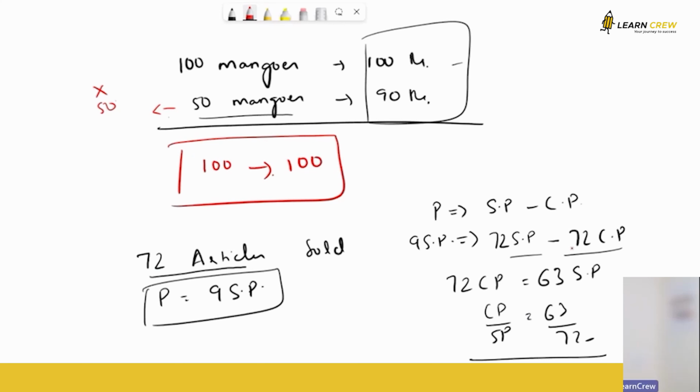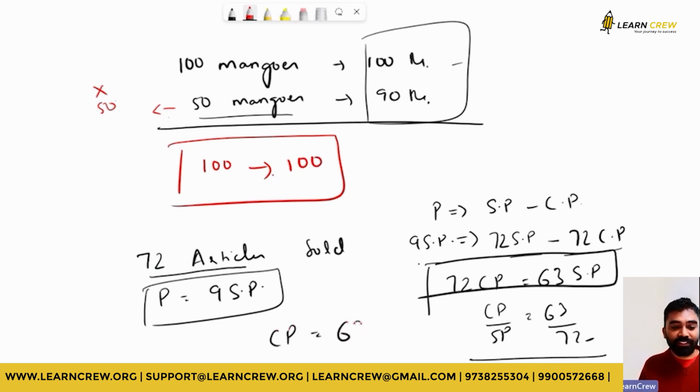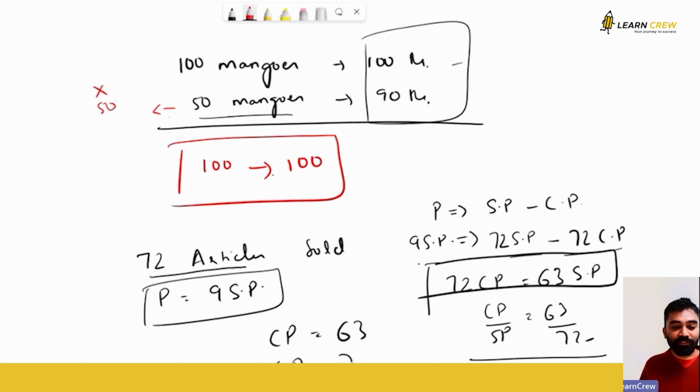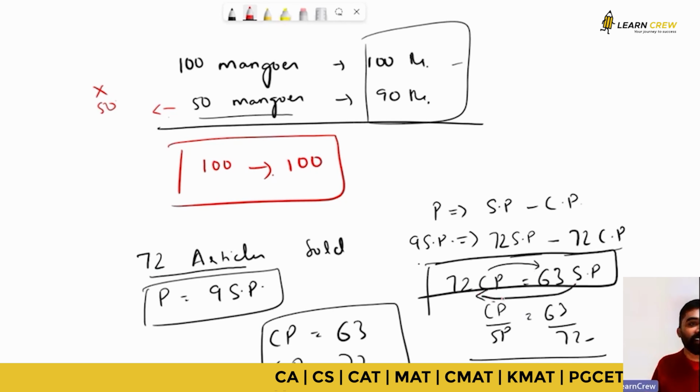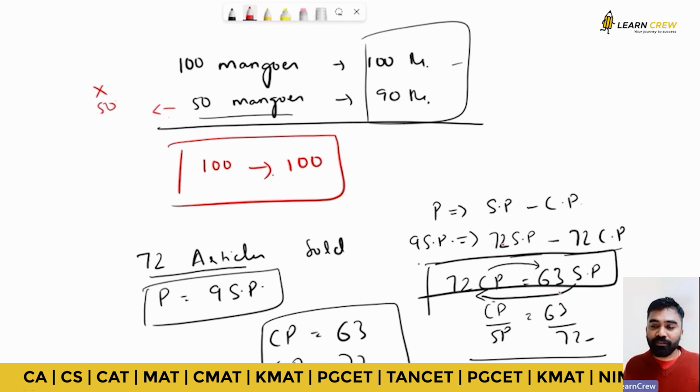Here, if you are finding it difficult to change it into ratios, just directly take it also, no issues. So from this step, CP is equal to 63, SP equal to 72 directly. So CP is 63, SP is 72. Even you can take it directly, no issues. Why? How do you take ratios?